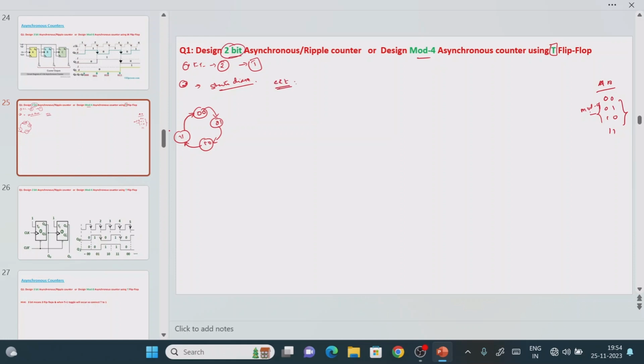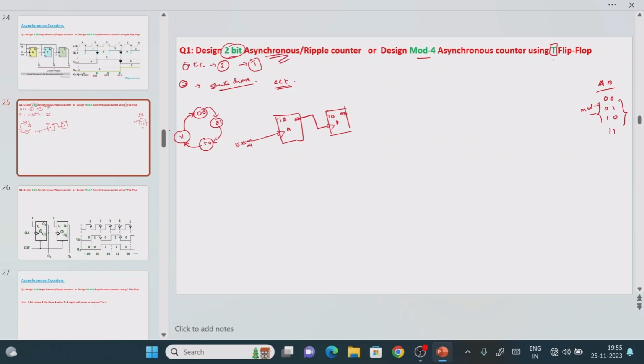How many flip-flops are required? We require 2 flip-flops. Which flip-flops are required? As per the given question, we need to design with T flip-flops. So the inputs are TA, outputs are QA, inputs are TB, outputs are QB. We are considering the negative edge clock pulse. So what do you mean by asynchronous counter? The first flip-flop is triggered by the external clock pulse, and the remaining flip-flop's clock pulse is triggered by the output of the previous flip-flop. Then it is called the asynchronous counter.